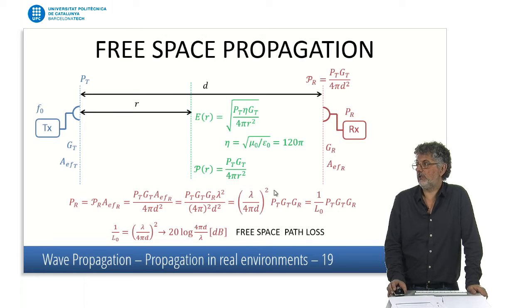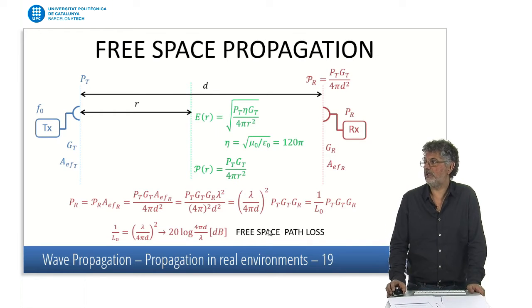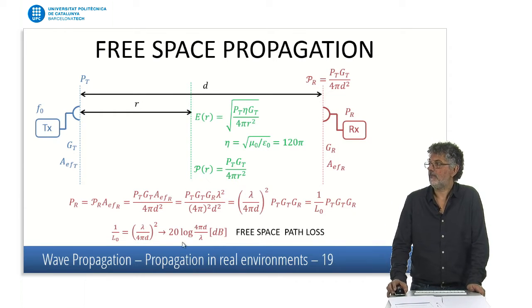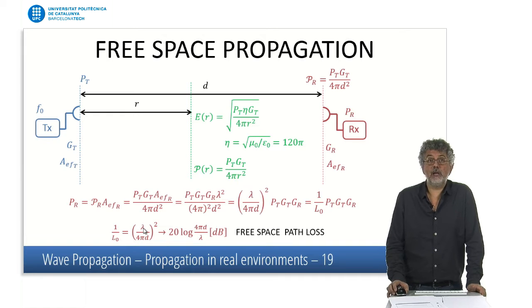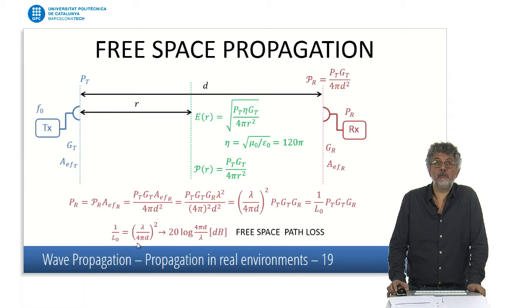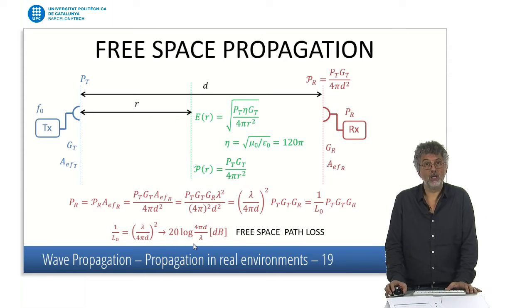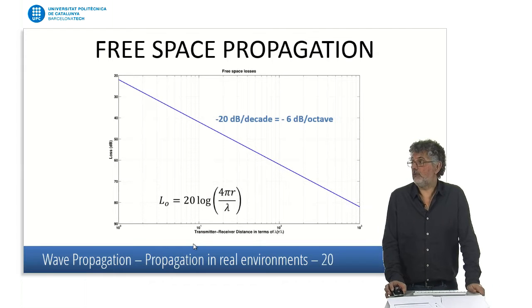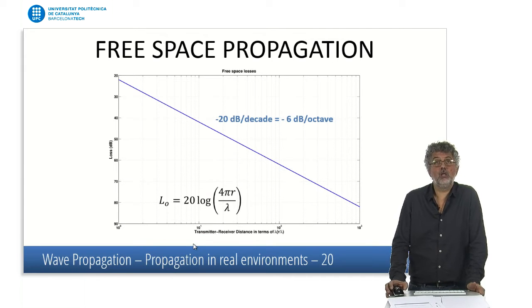That term is what is usually called free space path loss, and this is its value, (lambda over 4 pi d) squared, that we can express in dBs as 20 times log of 4 pi d over lambda. So that's the way free space propagation path losses look like.